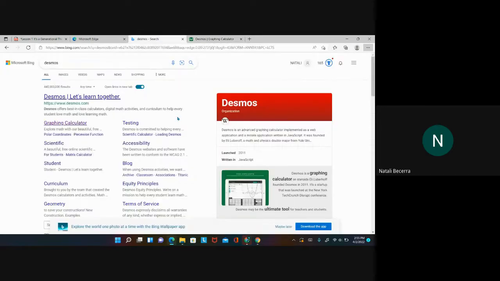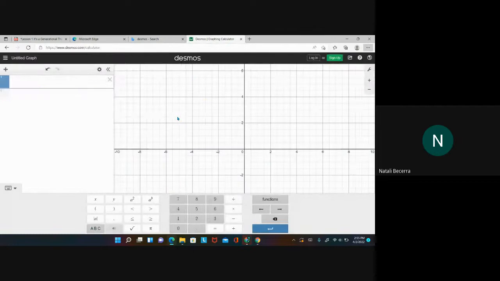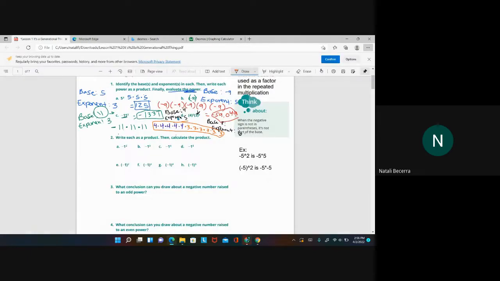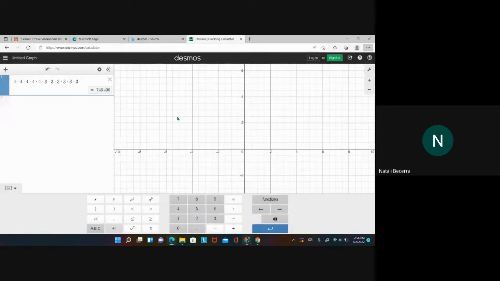So how many did I have of the 4s? 5. So 1, 2, 3, 4, 5. And then 1, 2, 3, 4, 5, 6. Did I do that right? I forgot my multiplication sign right there. 1, 2, 3, 4, 5, 6. Yes, and let me delete this. So we get that big old number, 746,496.